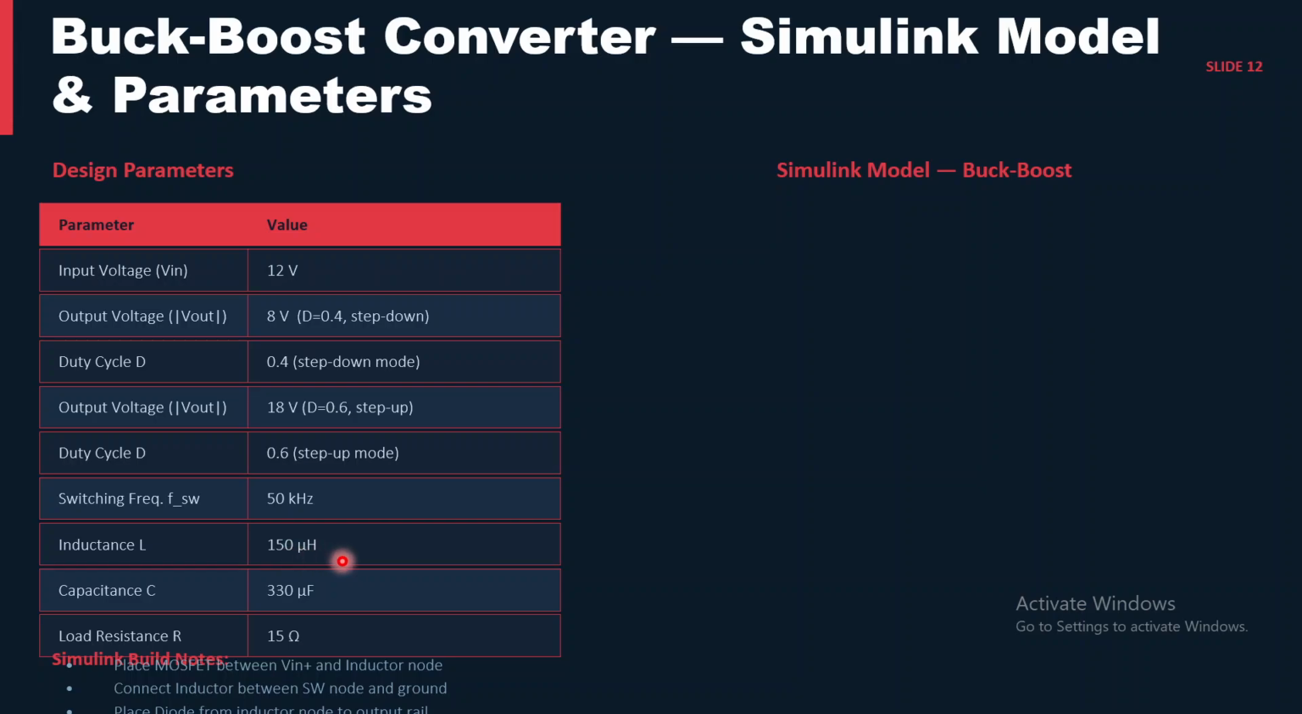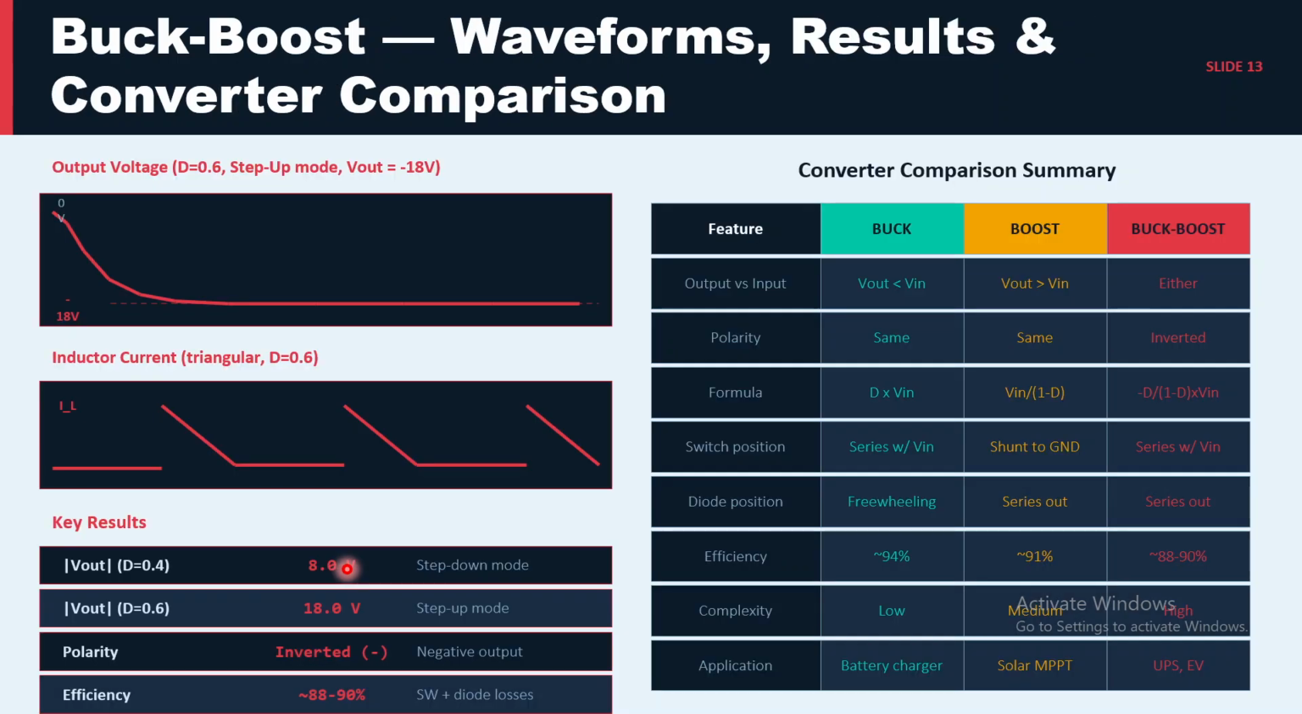Inductance value will be 150 microhenry. Capacitance will be 330 microfarads. And the load resistor will be 15 ohms. So these are the rating values you should give in the Simulink model. Okay, so after this, here there is an output signal.